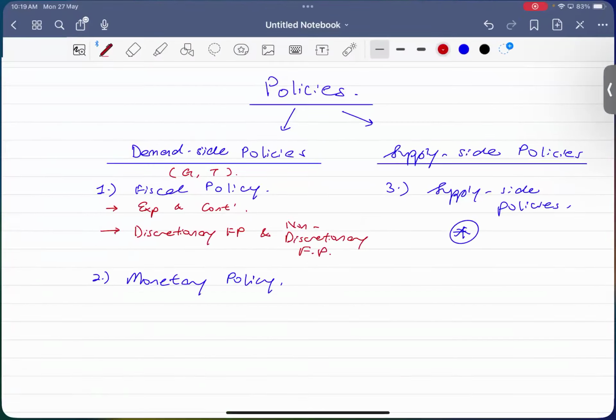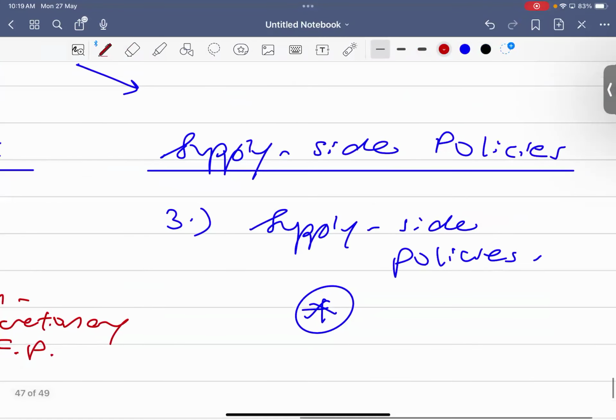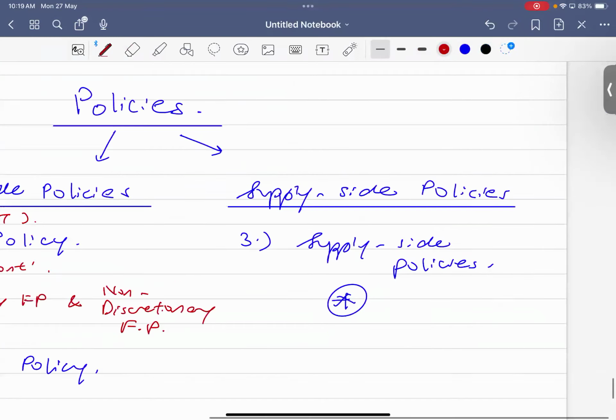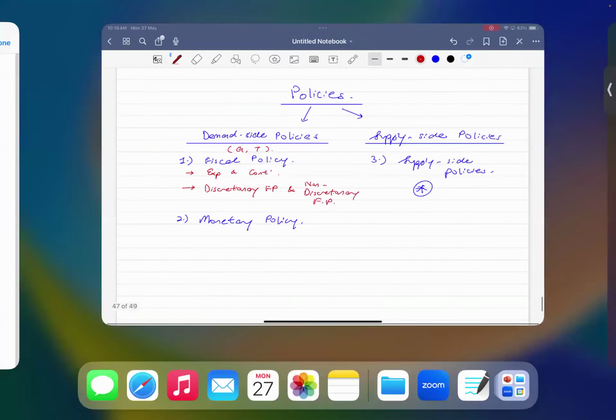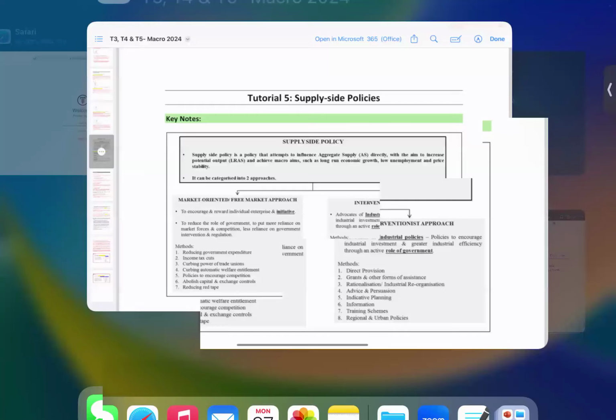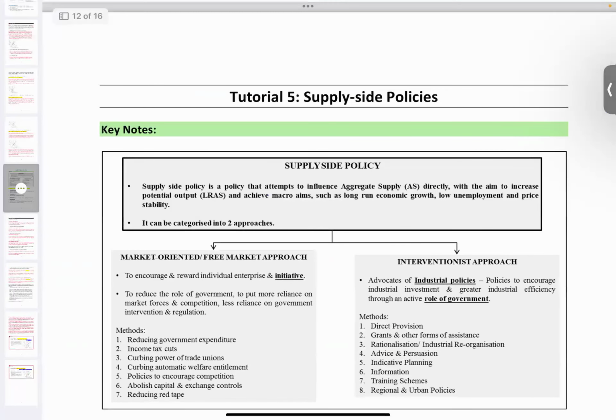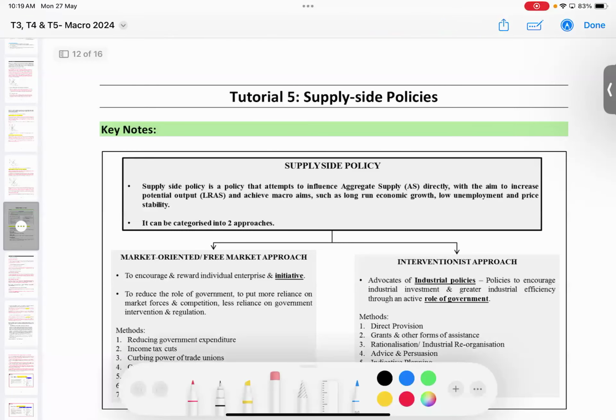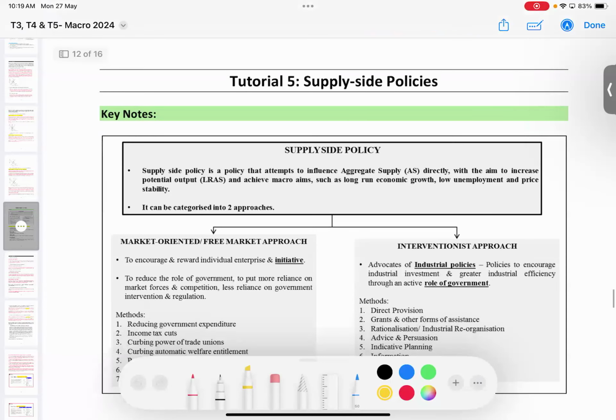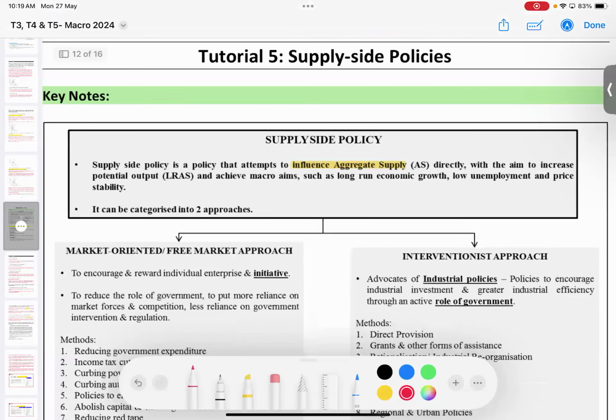Now we look into supply side policy. As the word suggests, supply side is to influence the aggregate supply, the total supply in the economy. Let's have a look into our notes here. Overall, supply side policy is a policy that attempts to influence aggregate supply, that means total supply.